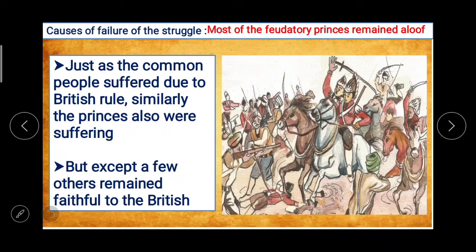lack of military tactics, or before that there is one more, most of the feudatory princes remained aloof. Just as the common people suffered due to British rule, similarly the princes also were suffering, but except a few, others remained faithful to the British, and it was the matter of adjustment or the rights given by Britishers to those particular princes.